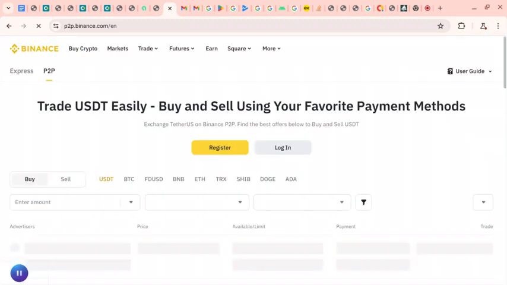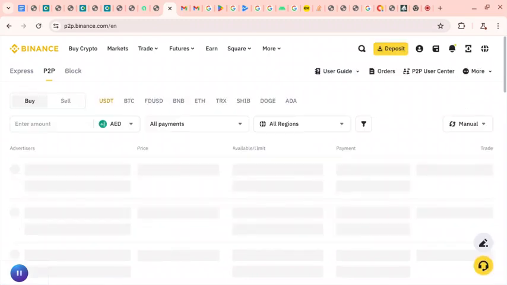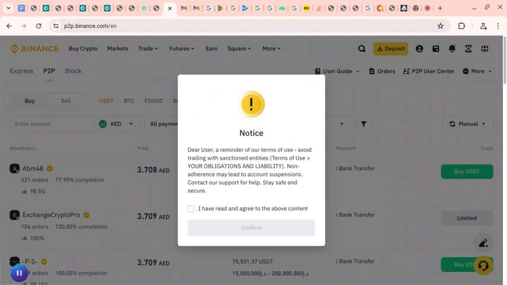Last week, the rate of USDT was 13.89. It even reached 14 Ghana cedis.